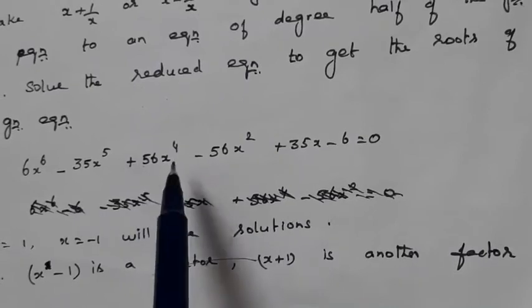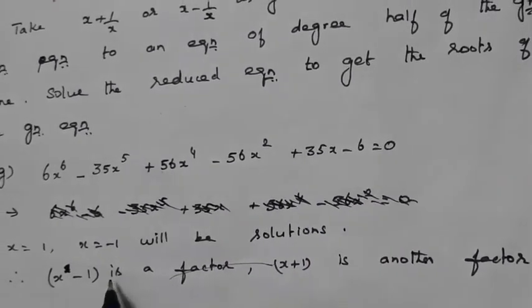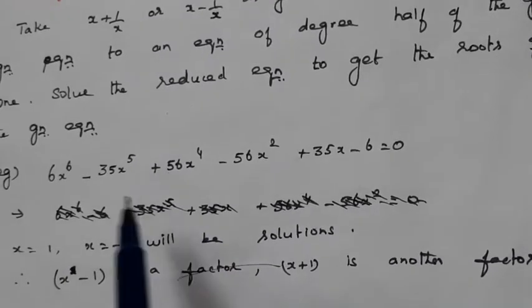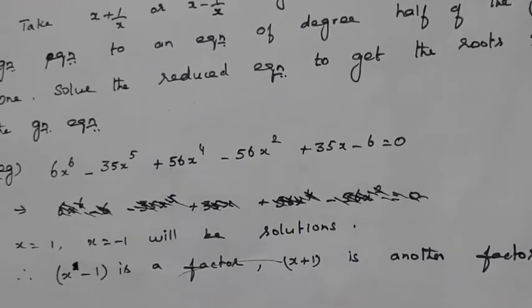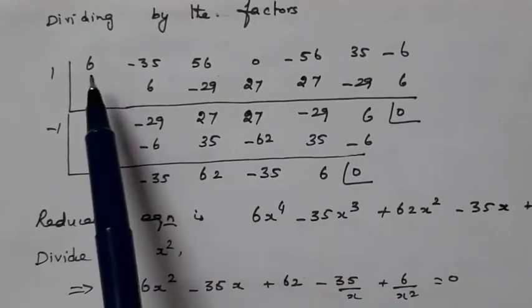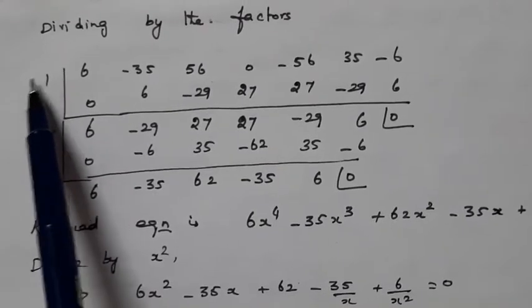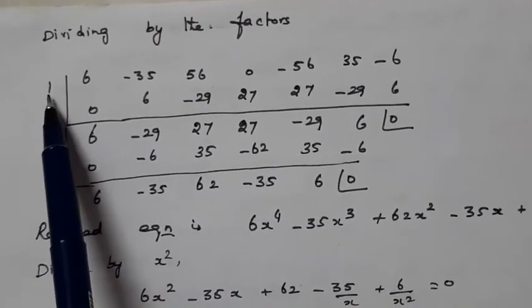Okay. So let us divide the left hand side of the polynomial equation by the two factors to reduce the equation to degree 4. It is easy if you use synthetic division. Let us write down the coefficients, and first divide by the factor x minus 1. That means we divide by 1.